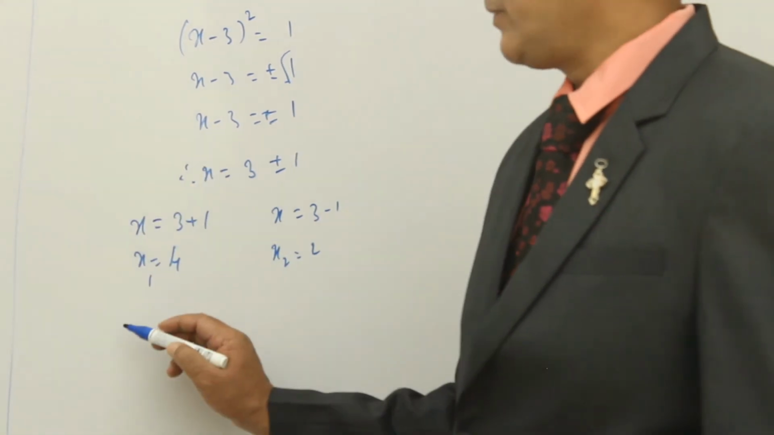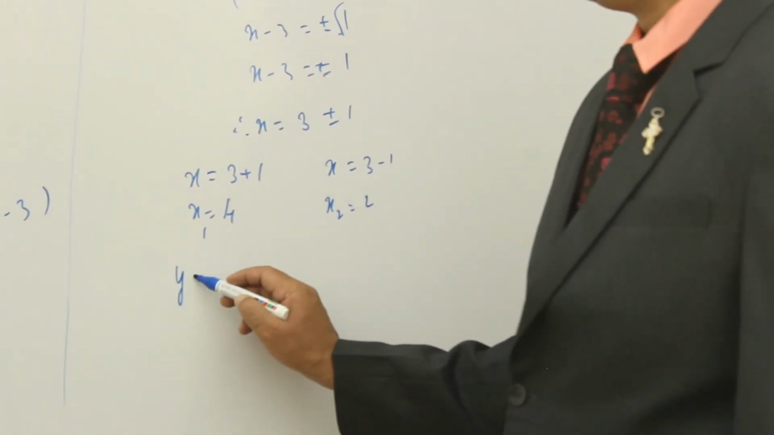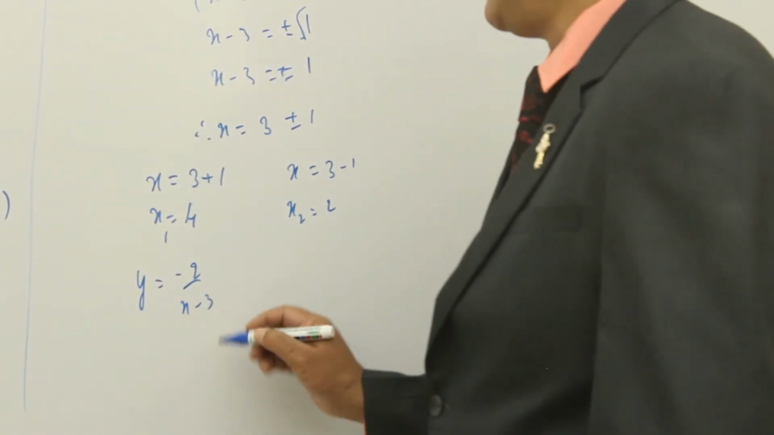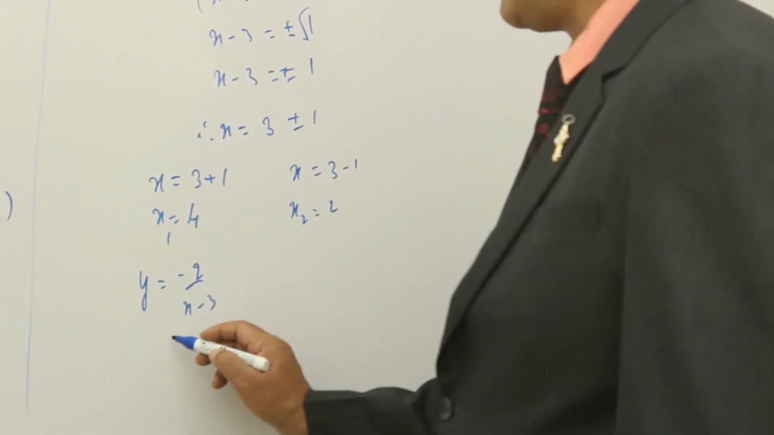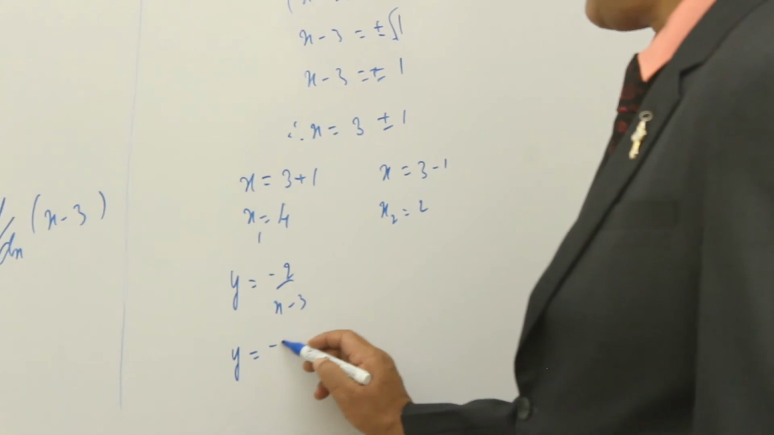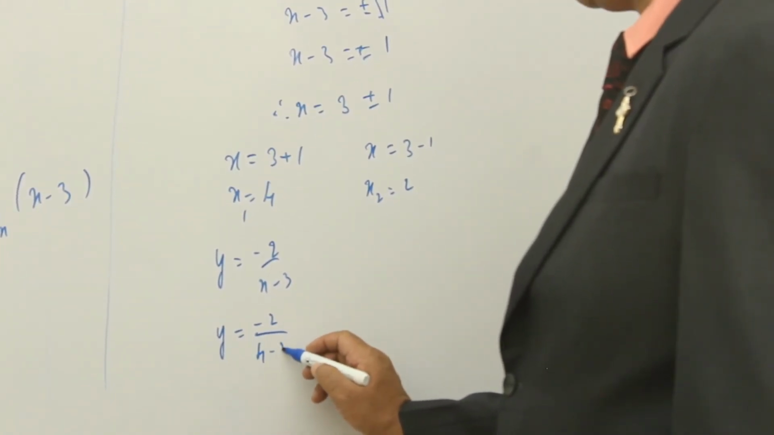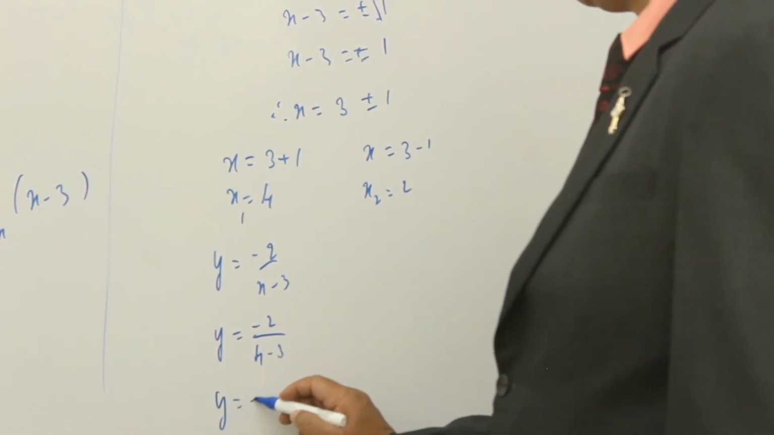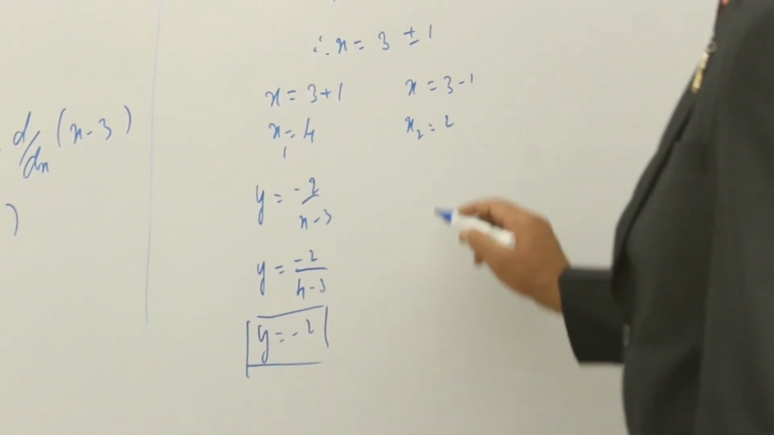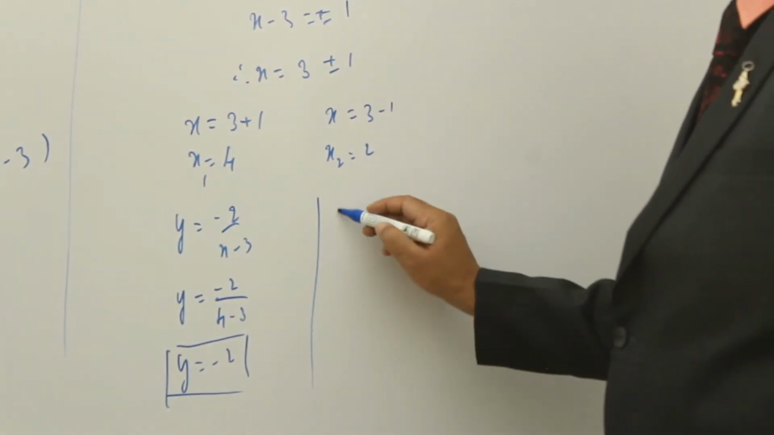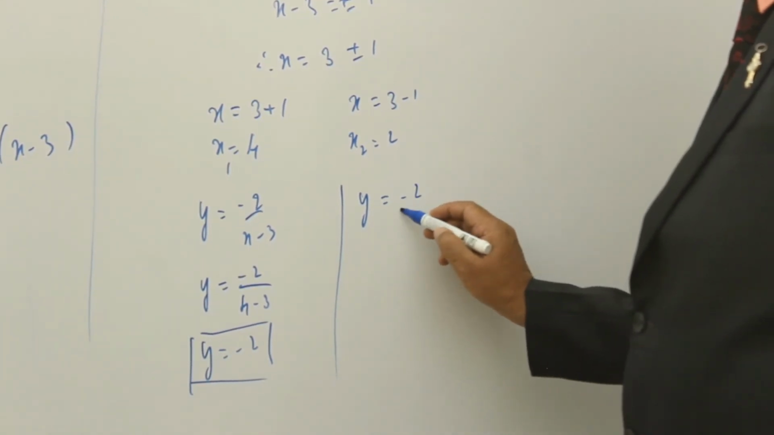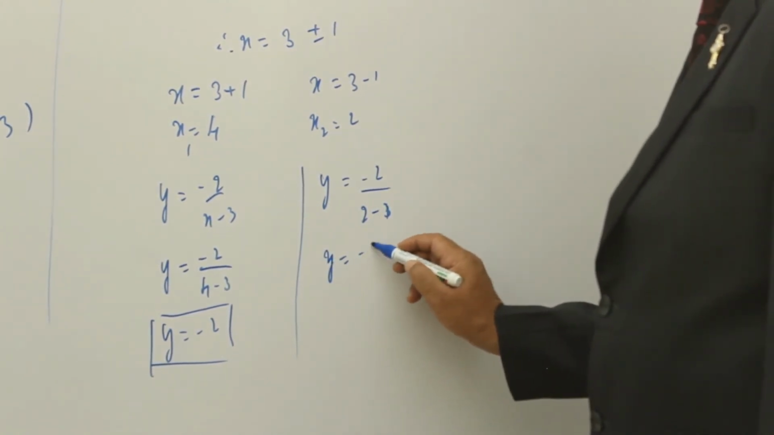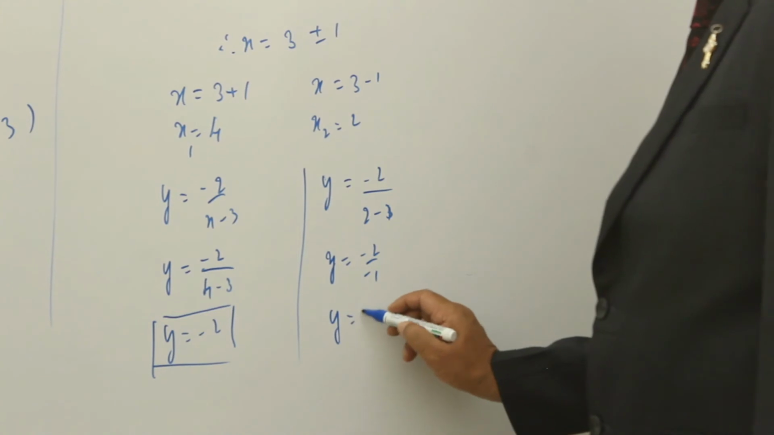So when you substitute this in the given line, that is y equal to minus 2 by x minus 3, because this point lies on this curve itself. So when you substitute x equal to 4, you will be getting y is equal to minus 2 divided by 4 minus 3. So 4 minus 3 is 1. So therefore you will be getting y equal to minus 2. The other one, when you substitute x is equal to 2, you will be getting y equal to minus 2 divided by 2 minus 3. So therefore you will be getting y equal to minus 2 by minus 1, that is y equal to 2.